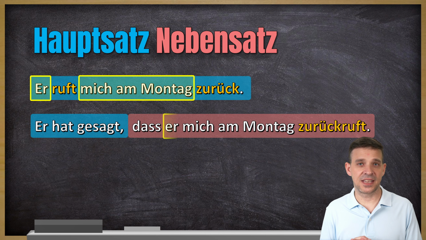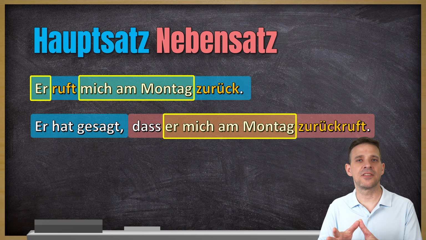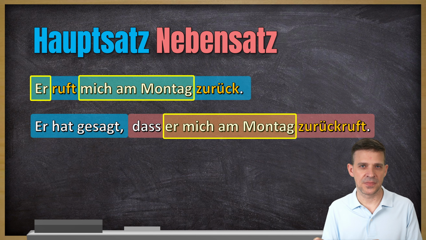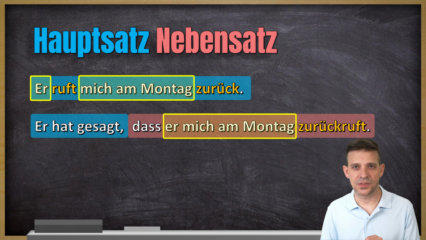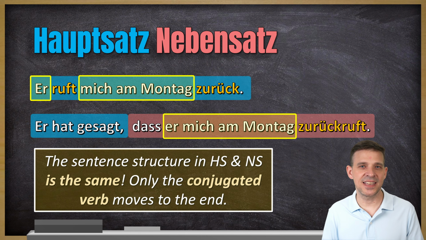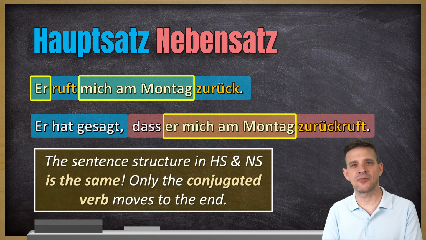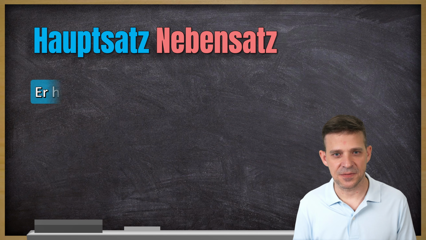Now, what about the rest? When we look at the main clause and we just focus on everything except the verb, then we have mich am Montag. When we look at the subordinate clause, you have exactly the same thing. Mich am Montag. So the sentence structure in Hauptsatz und Nebensatz is the same. Only the conjugated verb gets pushed to the end of the sentence in a Nebensatz, in a subordinate clause.